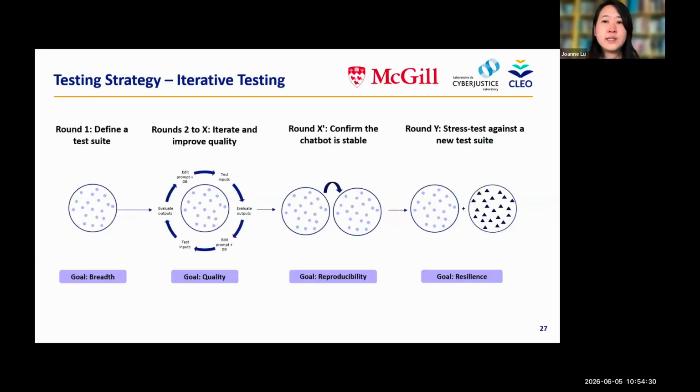So once we got to a good snapshot of the chatbot, we wanted to confirm that the chatbot was actually stable. So the goal here in terms of testing was to make sure that the results were not a fluke and that we could reproduce the results pretty consistently. So we got the same testers to retest the same snapshot over and over to make sure that the spread was still safe and it was still accurate.